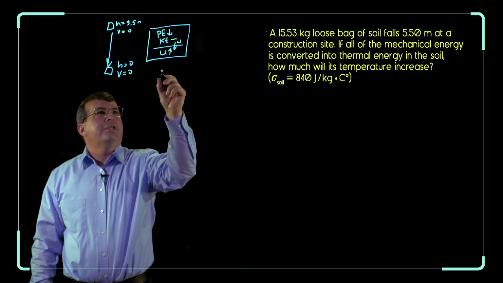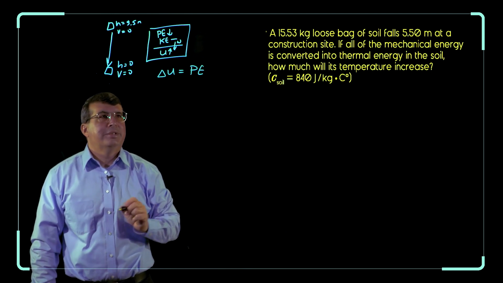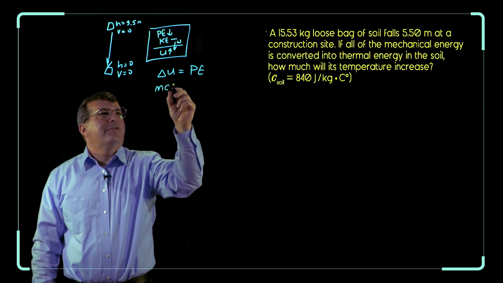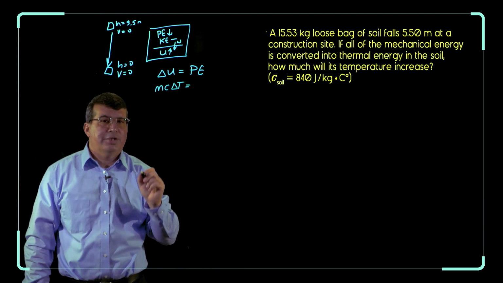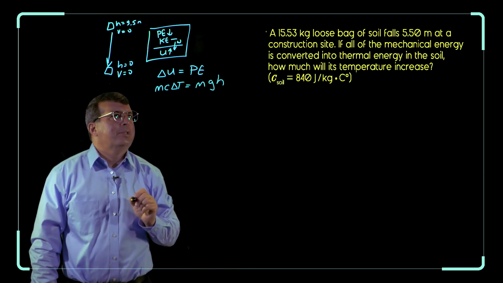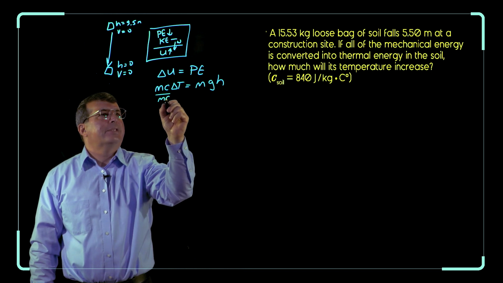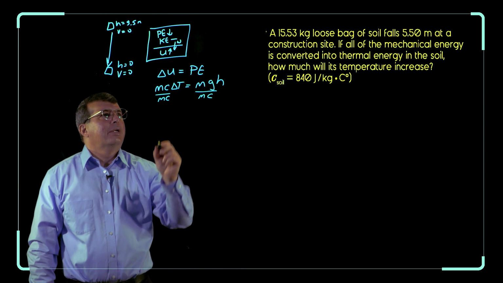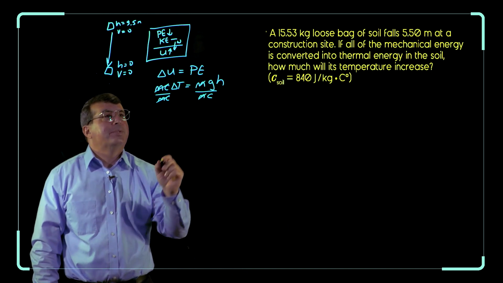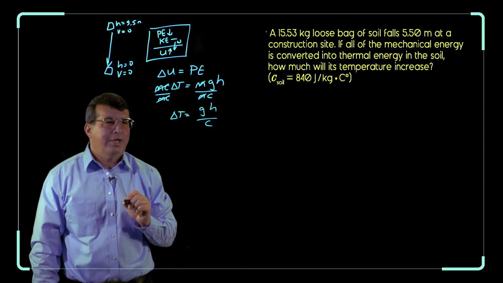So in this case, the change in thermal energy is equal to the decrease in potential energy. The temperature of the bag increases, so the mass times the specific heat capacity times change in temperature is equal to the initial potential energy of the bag, which is mass times g times height. And we're looking for change in temperature, so I'll divide both sides by mass times specific heat capacity. So these two cancel out. Notice that mass also cancels out, so the answer really doesn't depend on the mass of the bag of soil. The change in temperature is then equal to g times the height over the specific heat capacity of the soil.